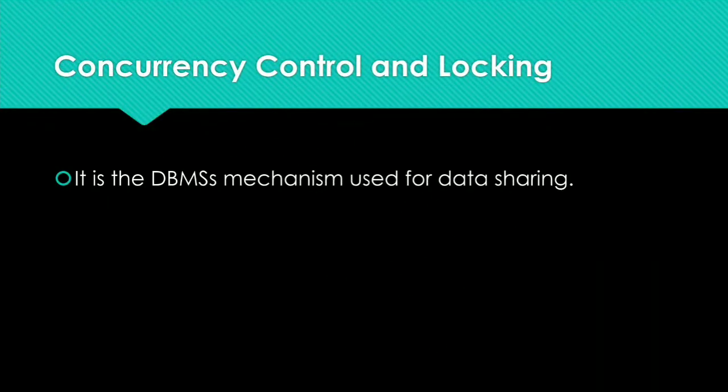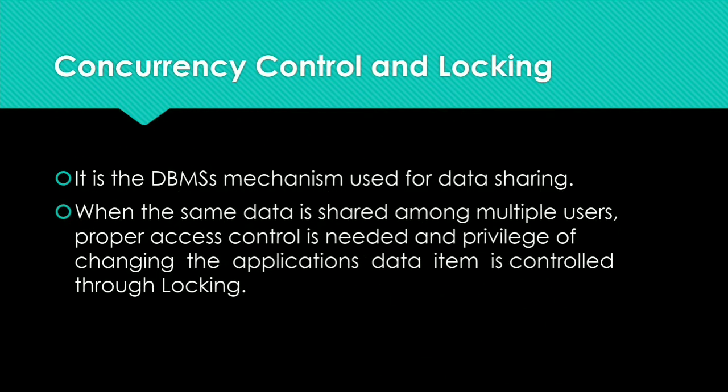The last topic of this video is concurrency control and locking. A DBMS mechanism is used to share the data. When data is shared among multiple users, proper access control is needed, and the privilege of changing a data item is controlled through locking. This means when data is shared among multiple users, we are supposed to maintain some privilege, which means permissions. We are going to block somebody and allow someone to access the data.